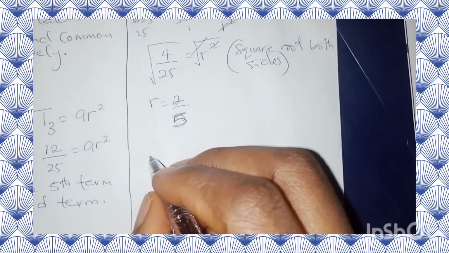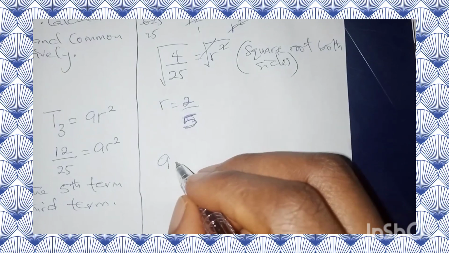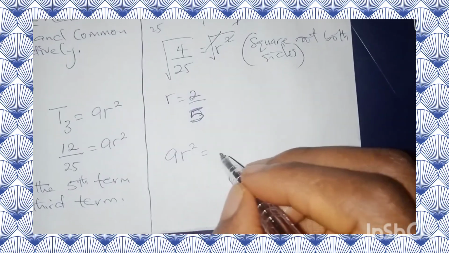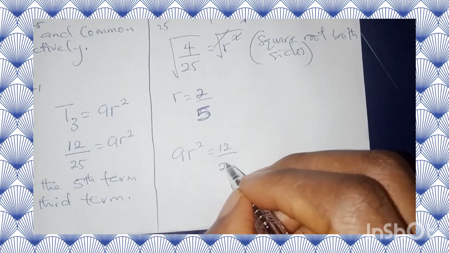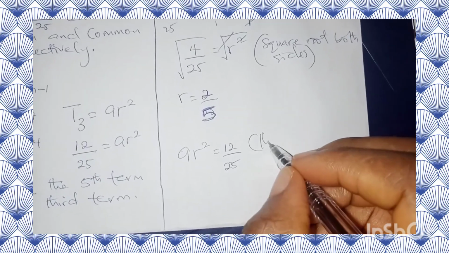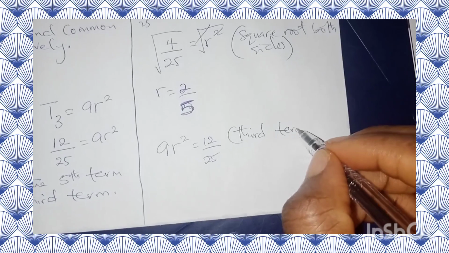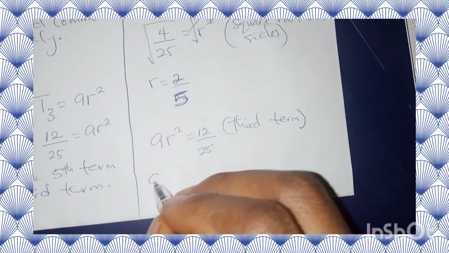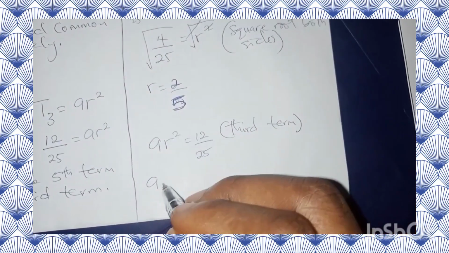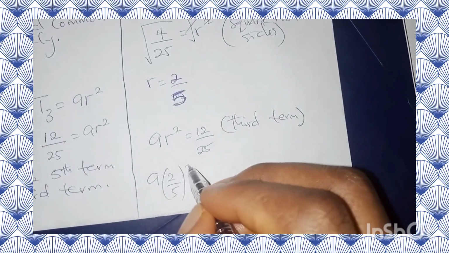Now we're asked to find the first term and the common ratio respectively. So we have only succeeded in finding the common ratio. So we proceed to getting the first term. Now we choose any of the equations. We can choose the third equation or the fifth equation. So let's go with the easy one so that we don't waste much time.